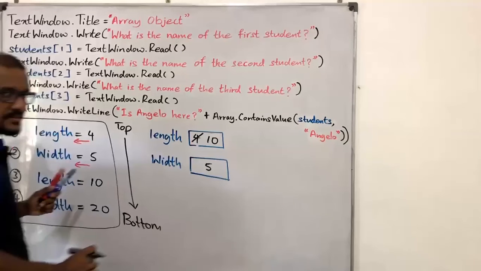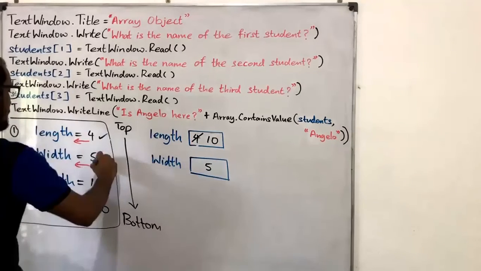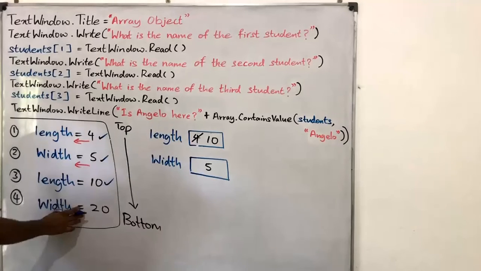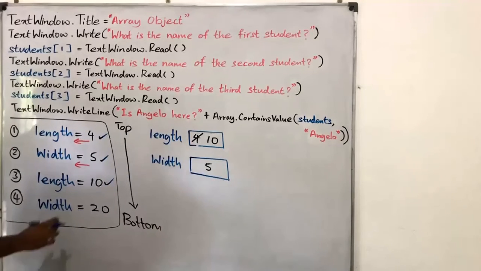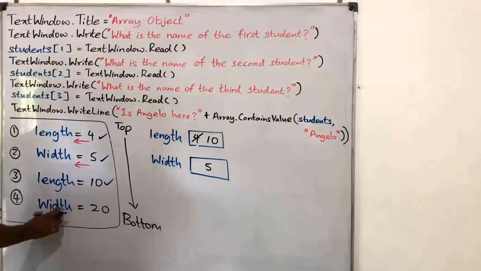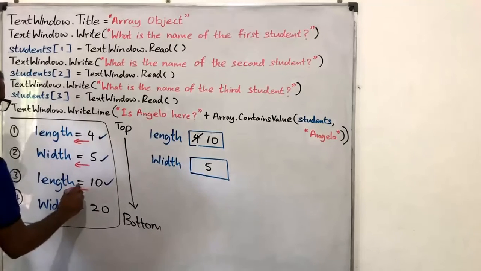Okay, so after executing this one, now the computer moves to the fourth statement. In the fourth statement also, 20 is assigned to the variable width. This equal sign means assigned. It means given or registering.